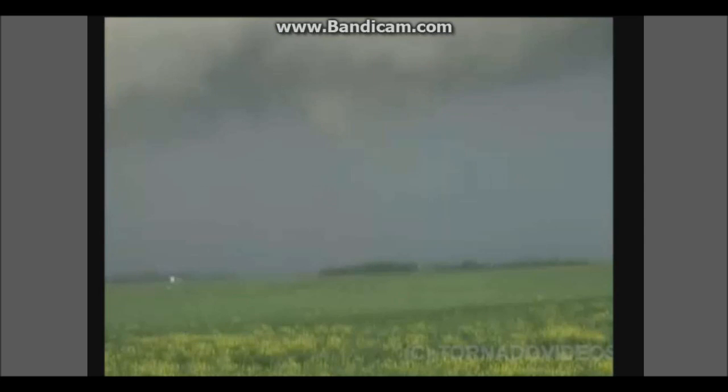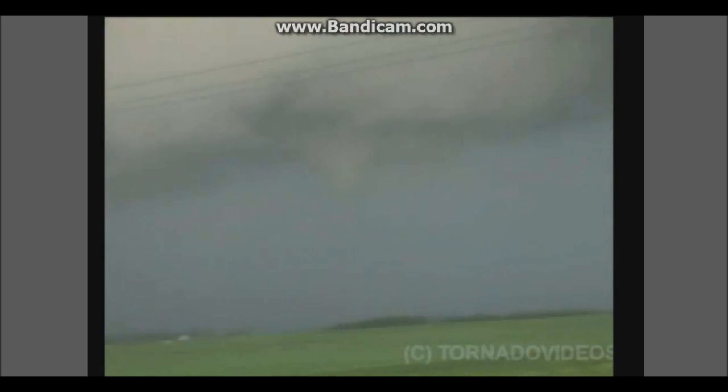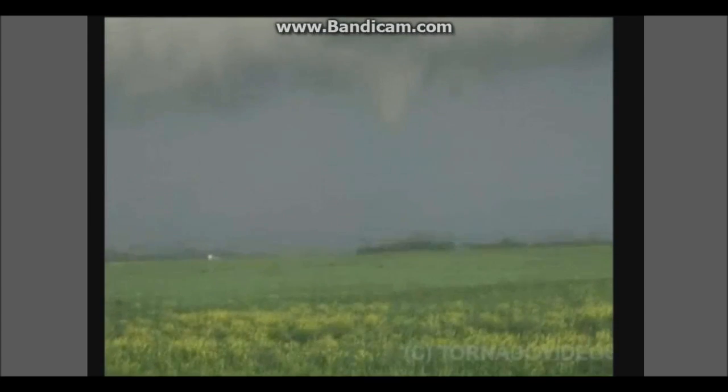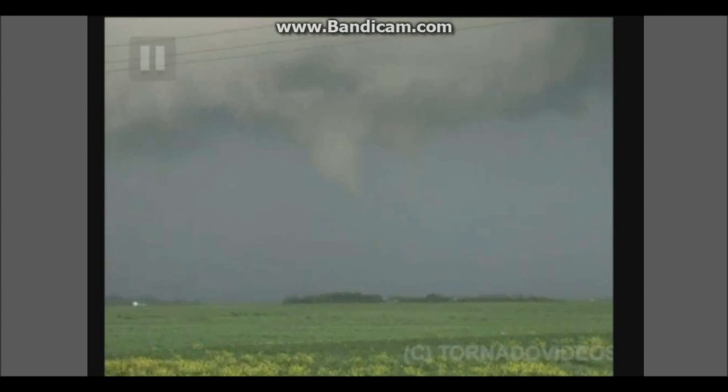So I don't think we're going to see any more, but let me just go ahead and run it to see if we can see. Look at the ground to see if you see any dust or dirt being knocked up. Stop there. You can see the condensation funnel being formed. That is because the air in that wall cloud has hit the dew point, hasn't it?